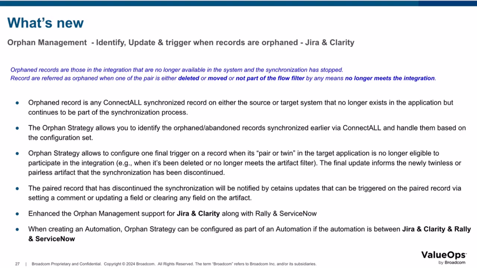A record is considered an orphan when ConnectALL's synchronized record is no more available in one of the systems. The reason it is no more available is either it has been deleted, moved to a different project that is not part of your automation, is not part of your flow filter, or is no longer existing in your integration system. In this case the orphan is identified, and ConnectALL will send a last trigger to the orphaned record, and it is not part of the synchronization anymore. We introduced this for Rally and ServiceNow, and we are extending it for Jira and Clarity.